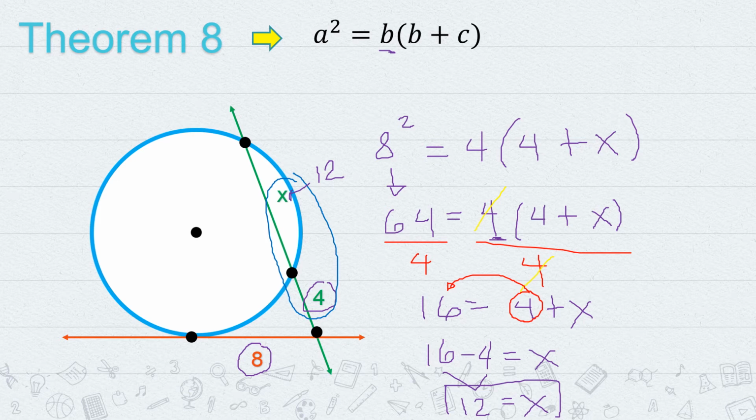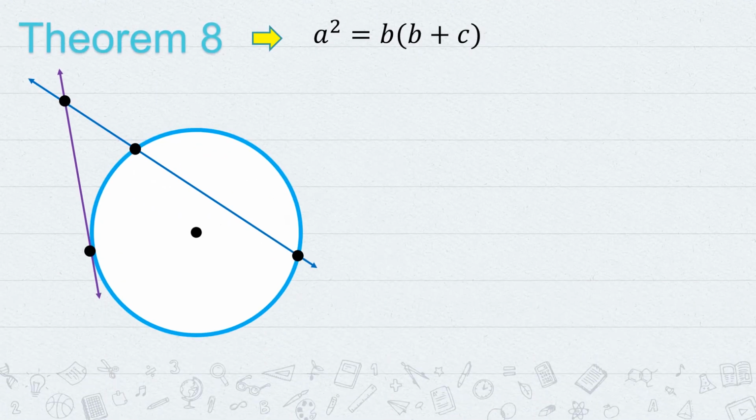Another example, to make sure that you will be able to utilize the idea under theorem number 8. So this time it's our exterior secant segment that is missing. Simple still, we follow our formula. First thing is we square our tangent segment, which is 10. So we do have 10 squared.